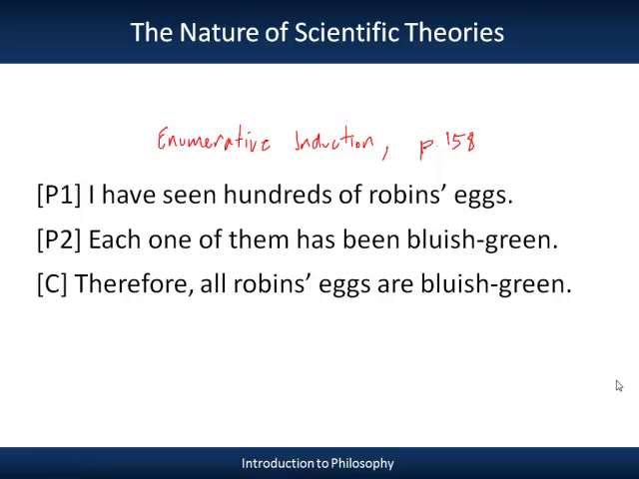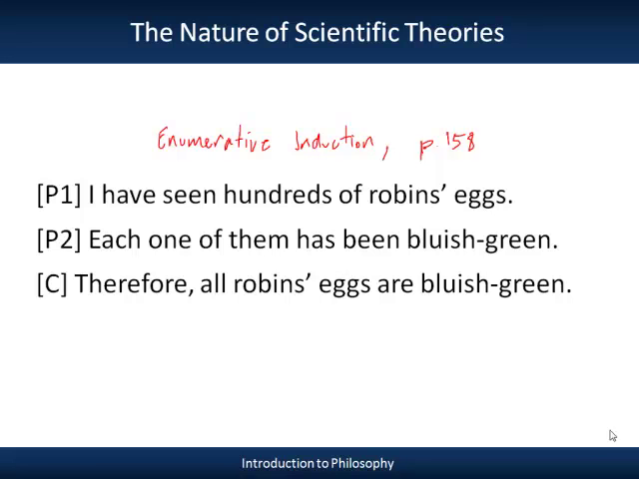Okay, in this video I want to talk about some of the material in section 4.9, and we'll begin by looking at this argument here, which, if you're looking at page 158, you can see is an example of an enumerative induction. And the reason why it's an enumerative induction is because, looking at the very bottom of page 158 here, we're arguing from many cases of A's that are B's.